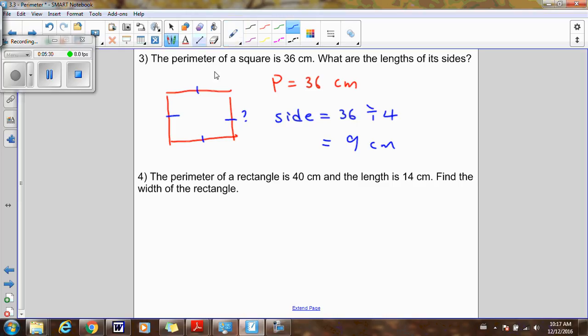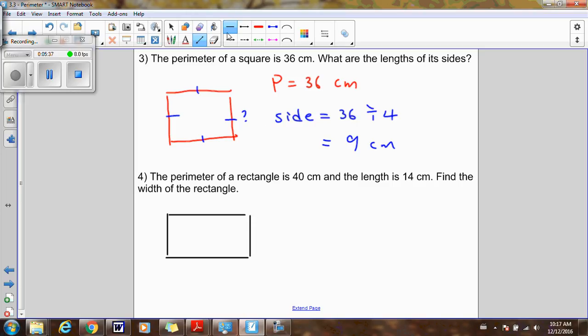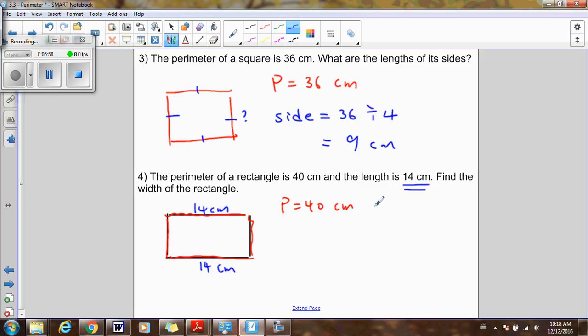The last question has to do with the rectangle, and I'm going to try to draw this properly. So it will be a rectangle like this. Okay. And they tell us the perimeter is 40 centimeters. So all the way around, if I circle to highlight the whole perimeter, we know that's equal to 40 centimeters. And they tell us the length is 14 centimeters. So they're basically telling us that this is 14 centimeters each. Okay. And they want us to find the width.